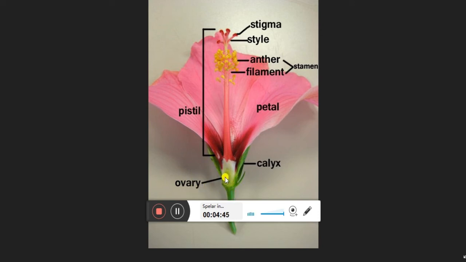This ovary contains the ovule. The ovule will further form the seed, and the ovary will further form the fruit. So this is the structure of the female reproductive part. The stamen is the male reproductive part and the pistil is the female reproductive part of the flower.